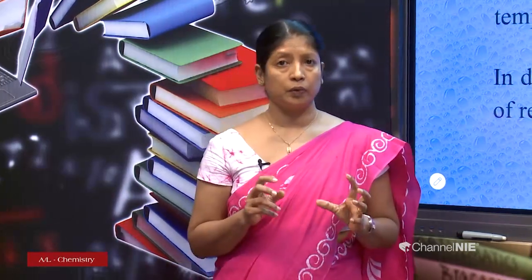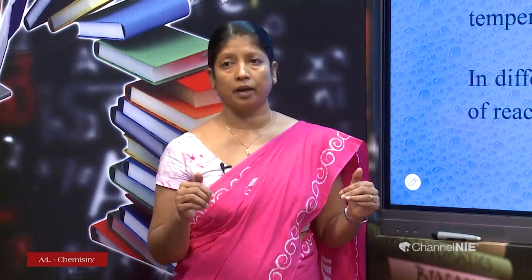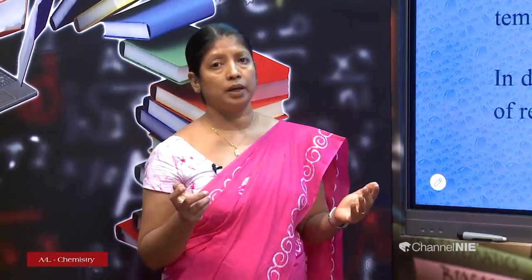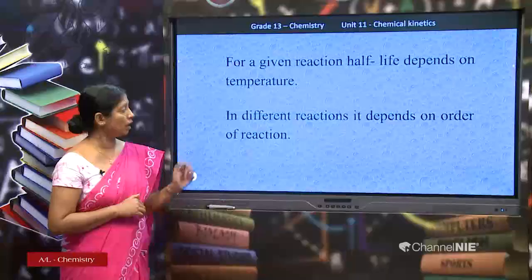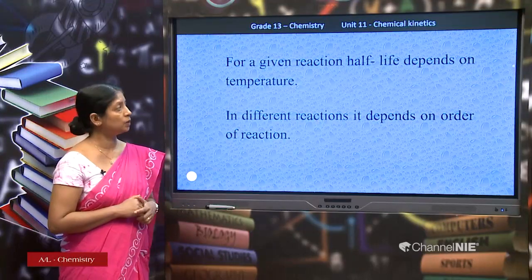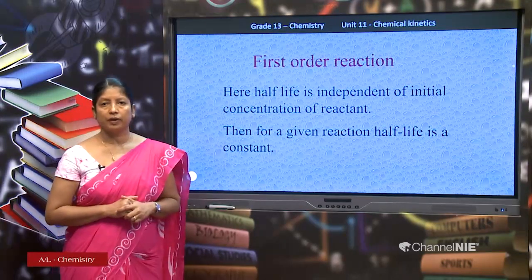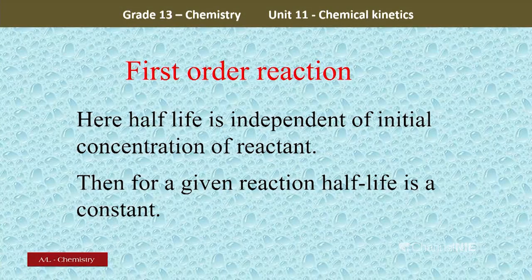We came to know that if you have several reactants, the order with respect to each can be calculated, and then we can find out something called total order. Total order is the summation of the orders with respect to each and every reactant. Depending on that total order, half-life will vary from one reaction to another. In our syllabus, we are not going to discuss how the half-life varies in other reactions, but only how it varies in a first order reaction.